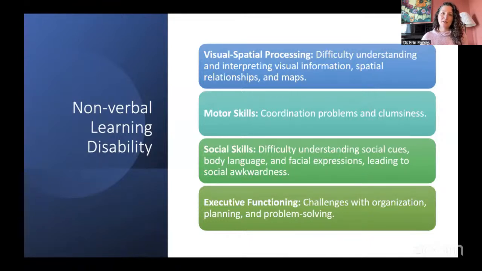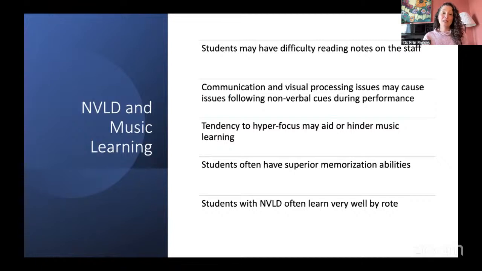Social skills, so difficulty understanding social cues, body language, facial expressions leading to social awkwardness. So if you know much about autism, you can see already there are some overlaps here, especially that social skills piece. And executive functioning, again, challenges with organization, planning, and problem solving. So NVLD and music, here's how it can impact music learning. Students may have difficulty reading notes on the staff.